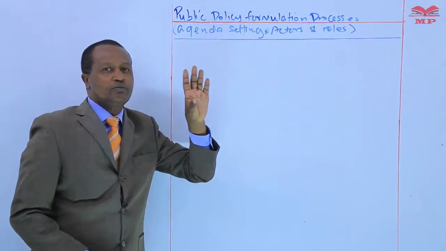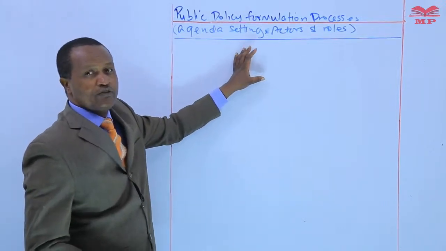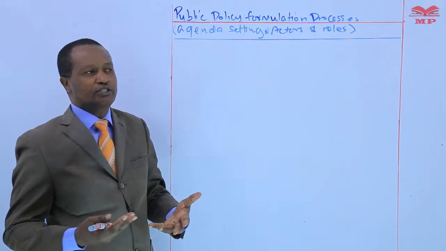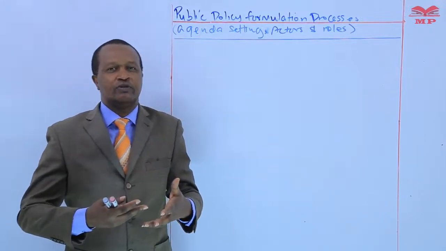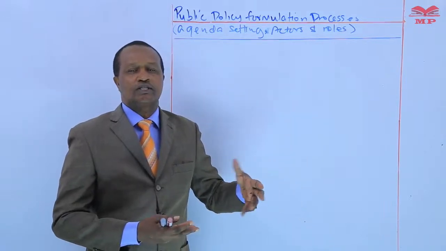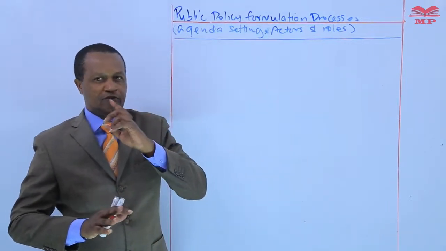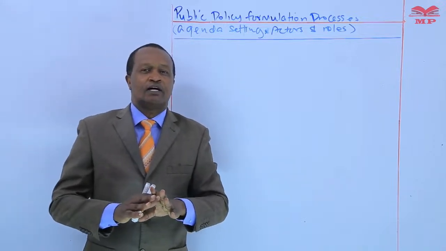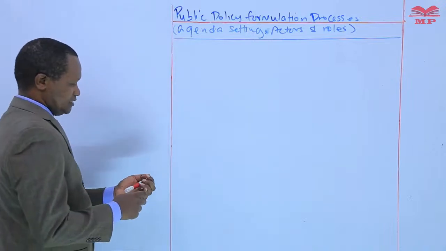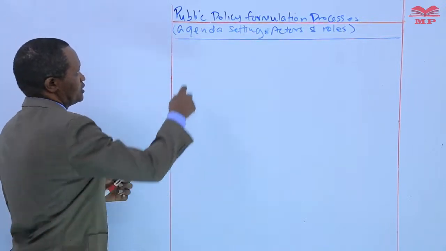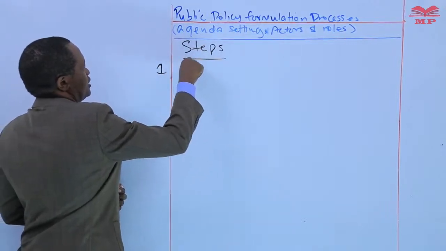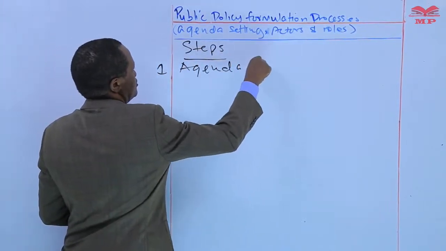So, candidates, the formulation of public policy involves a complex and often iterative process that involves a range of actors and stakeholders. So it's a complex process that involves many actors, and the process begins with agenda setting. These are the steps in this process. Step number 1, agenda setting.